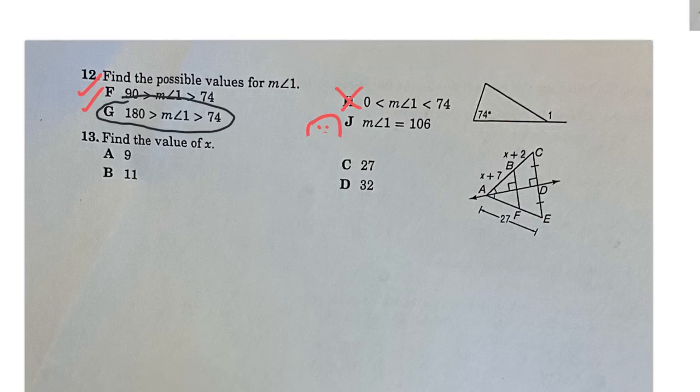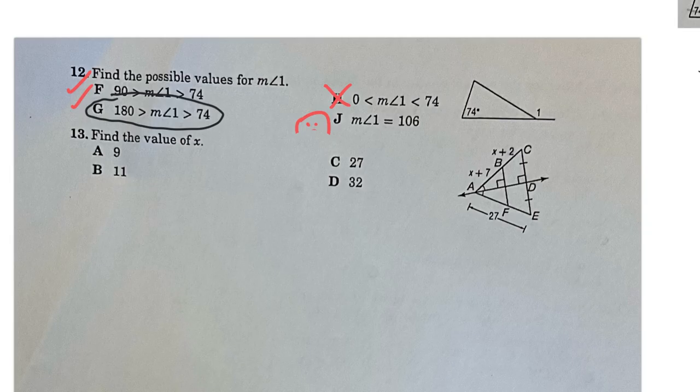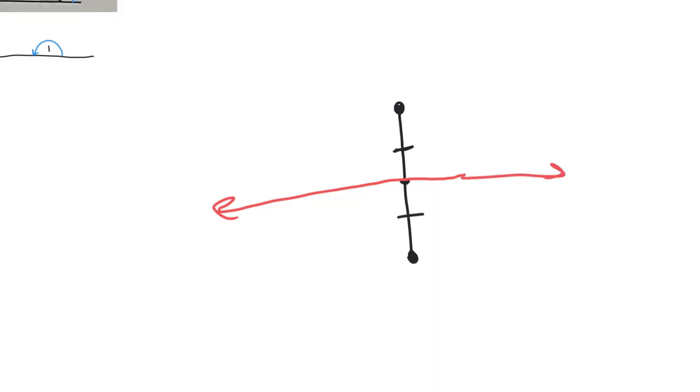Looking at 13, find the value of x. Any time you have some segment that's being cut in half, but not just cut in half by any old thing, cut in half by this sort of line that forms 90 degrees, that red line is a perpendicular bisector to the black segment.